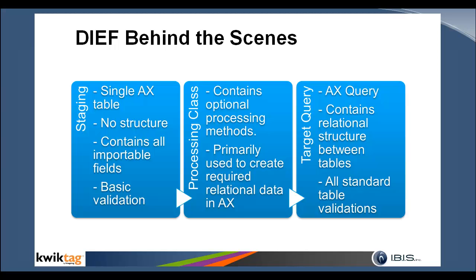But this target query will have the structure of all the tables and all the associated relationships. So if you've got headers and lines, this is where those relationships are going to be enforced, and you'll see the structure on that. And it's going to have all your standard table validation. So item IDs, it's going to have links there that are going to check for your item IDs, check for your warehouses, things like that, making sure they exist. So it'll have all the validation you have if you're just going around creating records in AX. So between these three, these are the main components of the DIEF.